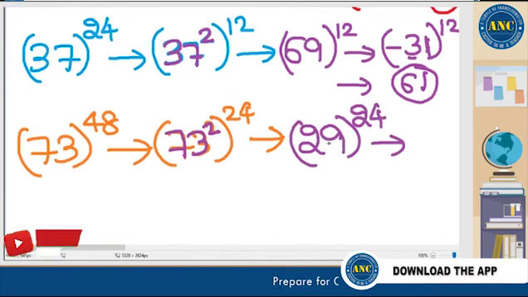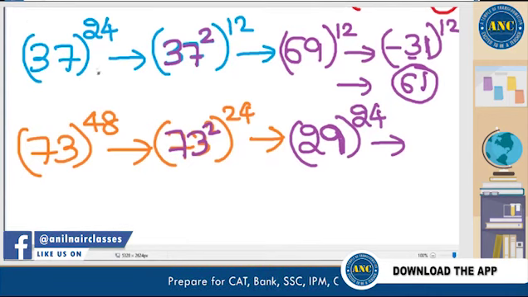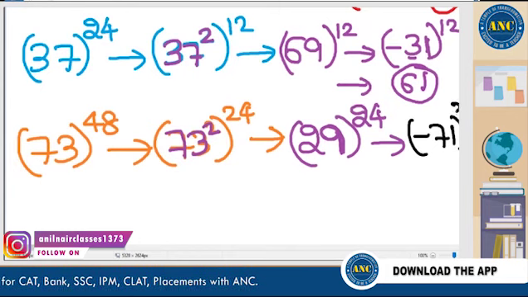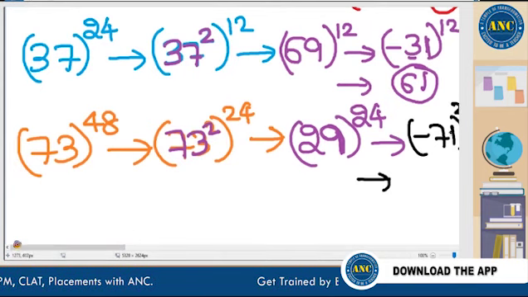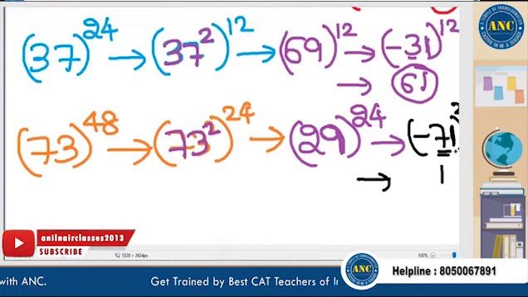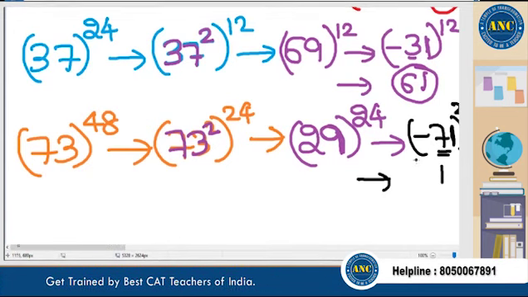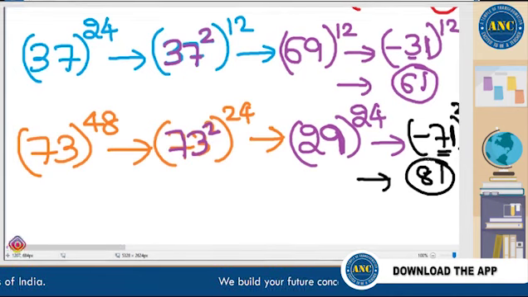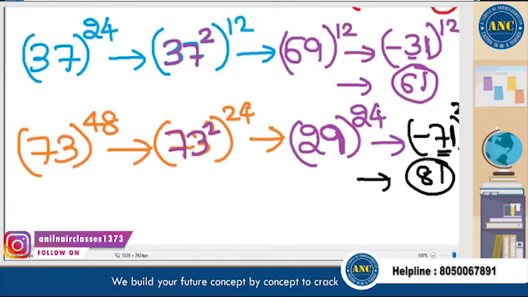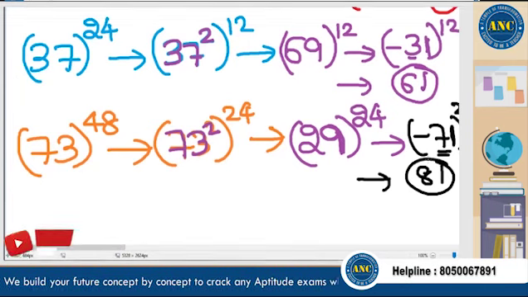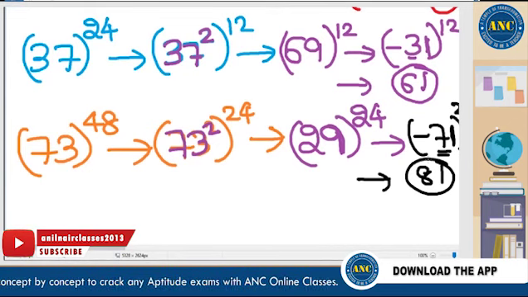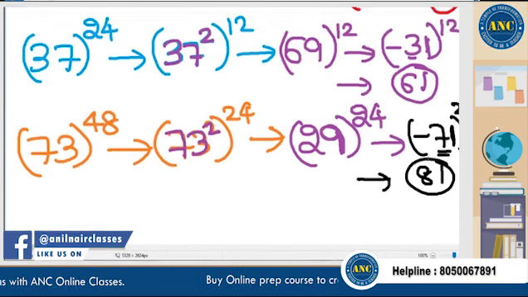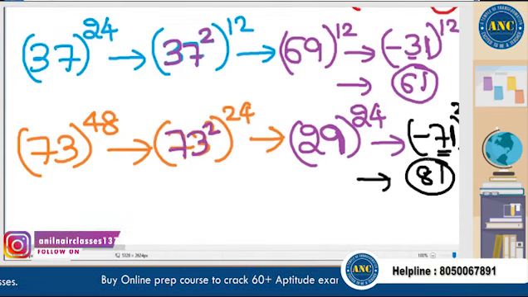29 power 24. Now it is unit digit 9, which is type 2. Apply the same logic. 29 negative remainder is minus 71 power 24. Negative power even is positive. 1 power any number is 1. 7 into 4 is 28. 28 unit digit is 8. Answer is 81. I hope it is clear. Answer is 81. It is very easy, sir. Do not make it complicated by doing something which you are not comfortable with. I hope it is clear, sir.